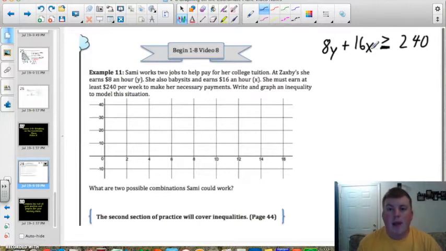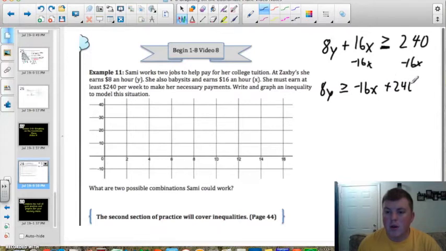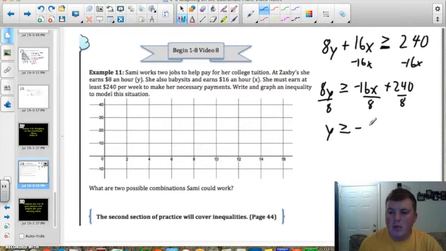Now, before we can graph this, we need to get this into slope-intercept form. So we are going to subtract 16x from both sides. So we're going to have 8y is greater than or equal to negative 16x plus 240. The next thing we're going to need to do is divide everything by 8. That's going to give us y is greater than or equal to negative 2x plus 30. Alright, so now we can go ahead and graph this.